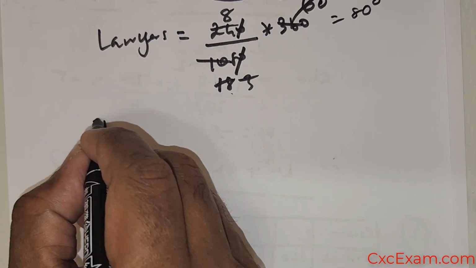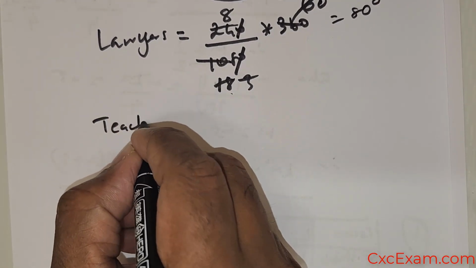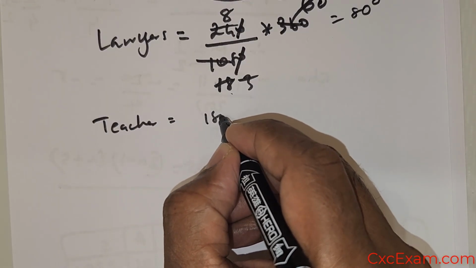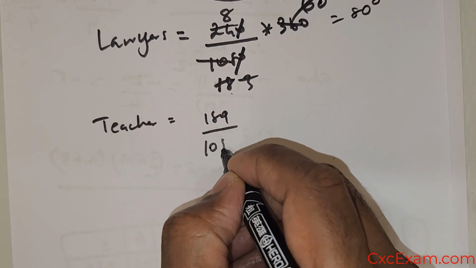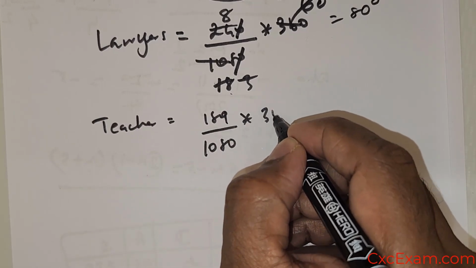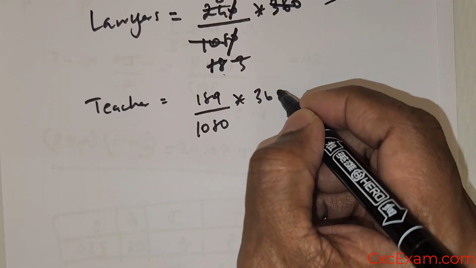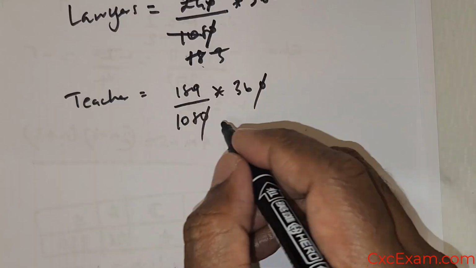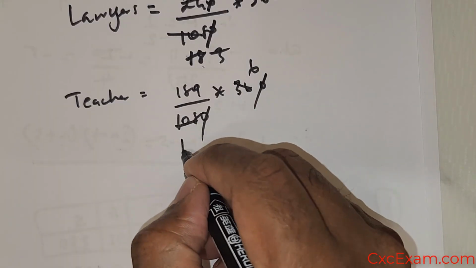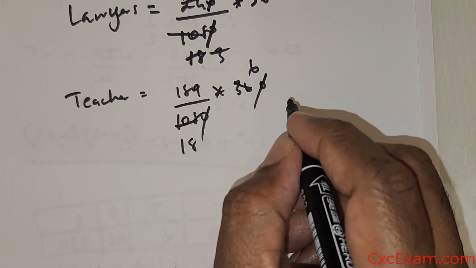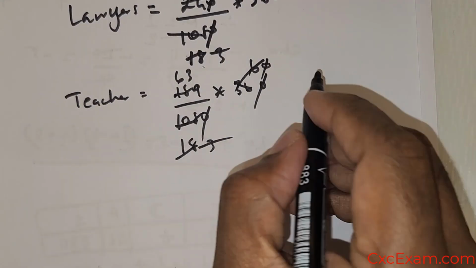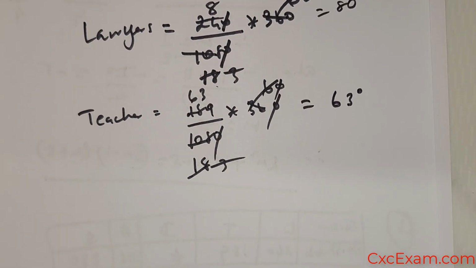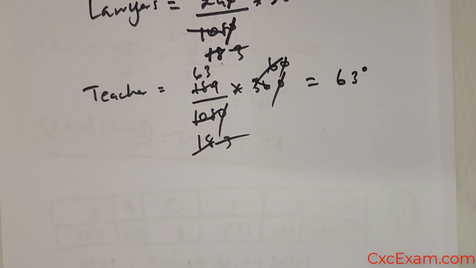Having given you lawyers, let me move on to the next profession, teachers. How many students want to become teachers? 189 students. So 189 divided by 1080 multiplied by 360. You still need to use 360 degrees in all. The 0 gets cancelled. 6 divides 6 times, 6 divides 1 time, and 6 8s are 48. So this is going to be 63 degrees in terms of the sector angle.